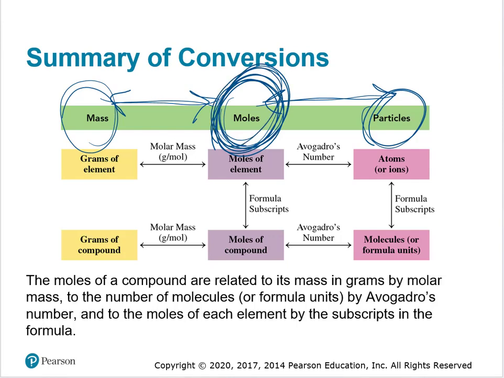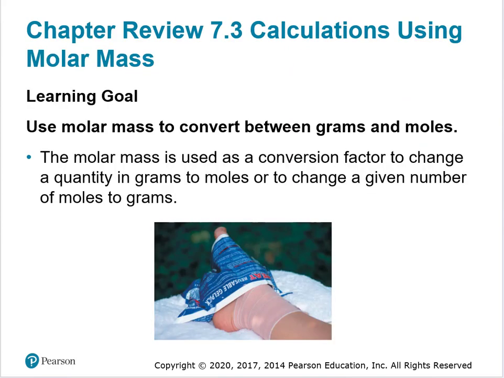When we go from moles to particles, we have to use Avogadro's number, 6.022 times 10 to the 23rd. To go from moles to mass, we have to use the molar mass, and we look at the periodic table to figure out that molar mass. Take a minute to look over the learning goal to make sure you feel confident about this section.